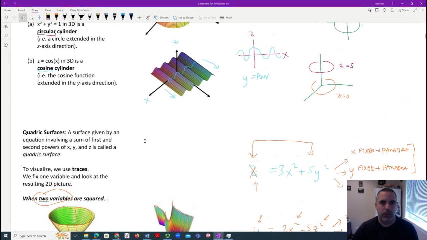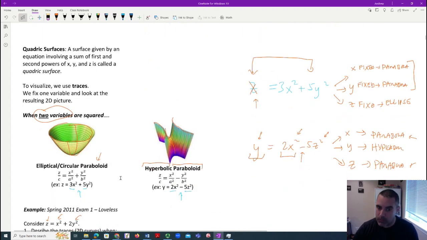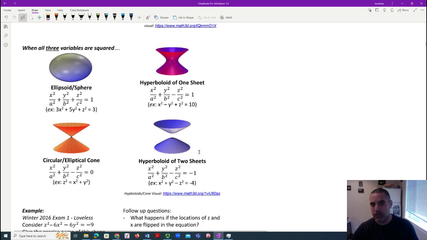Okay, so we've done the case if one variable is missing: cylinder. If two of the variables are squared and one is not, it's a paraboloid, and there's two flavors. Lastly is the situation where all three are squared. If all three are squared, there's a few possibilities, and ultimately we just have to look at a few. So you have the possibility where all the numbers are positive, in which case we know that one. That's an ellipsoid, or a sphere in this case. It's an ellipsoid if you change one of these numbers.